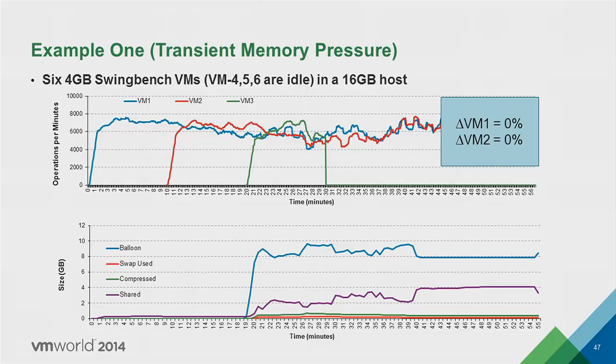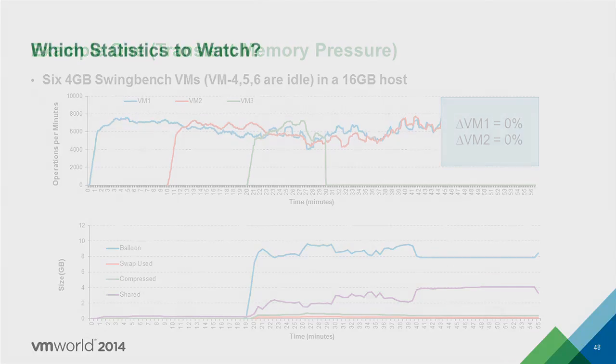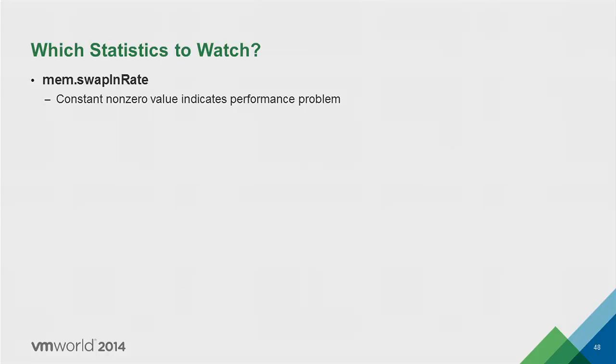Now, what are the counters that we should watch for? The first counter is swapping rate. If a VM has a constant non-zero swapping rate, then your VM is indeed experiencing a performance problem.